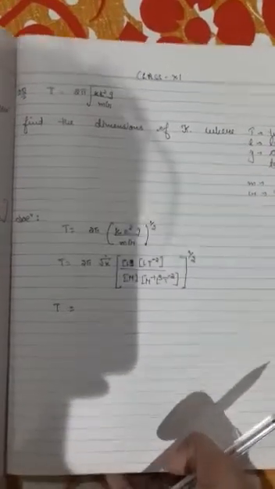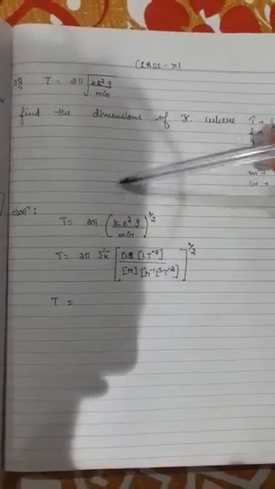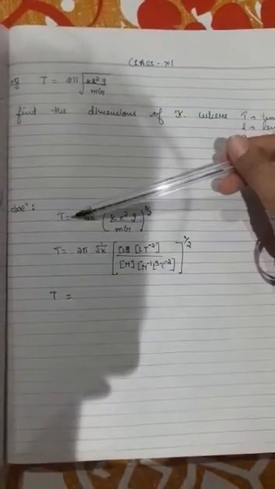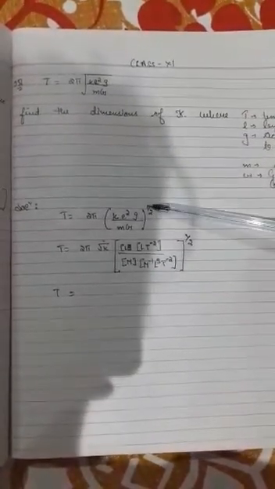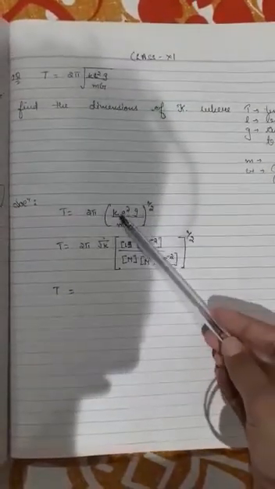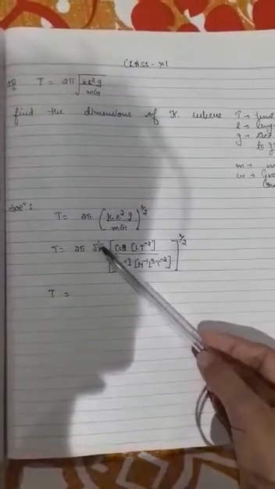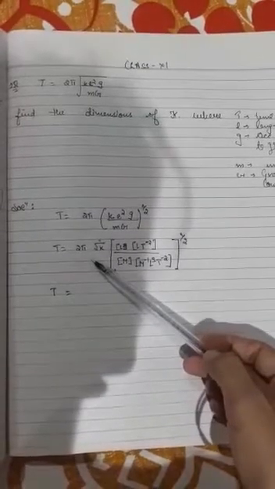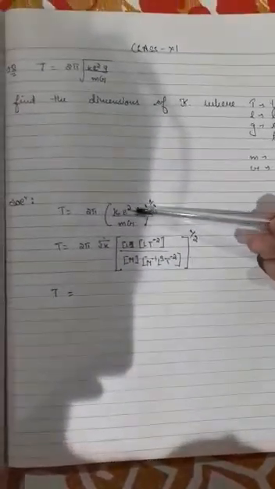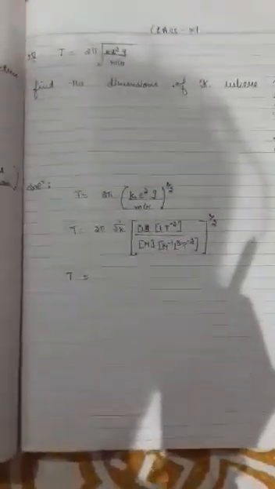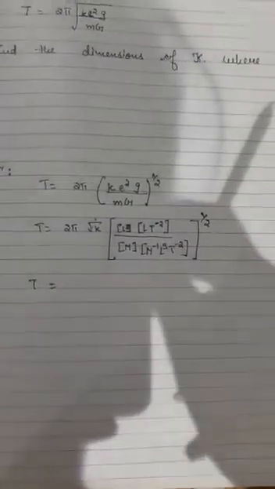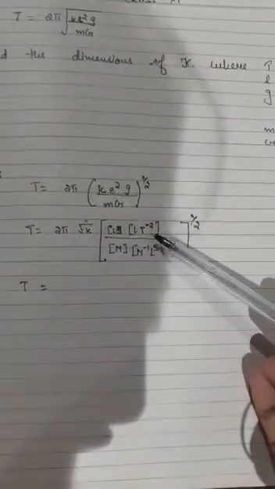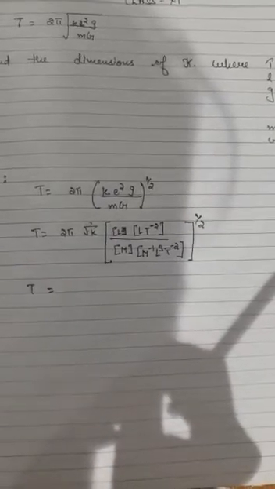So let's start. To find this, I have written T is equal to 2 pi k l square g divided by mG, with the under root written as a power of 1 by 2. Now I brought this k outside the bracket. As I know, L is measured in length, in meters, so its dimension is L, and for l square it is L square. And g is my acceleration due to gravity.